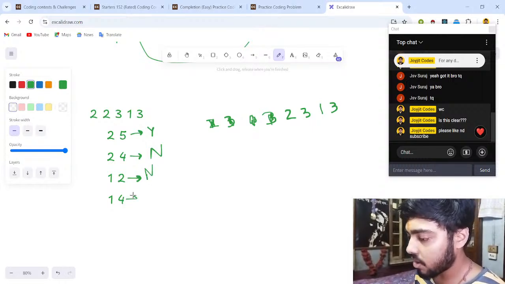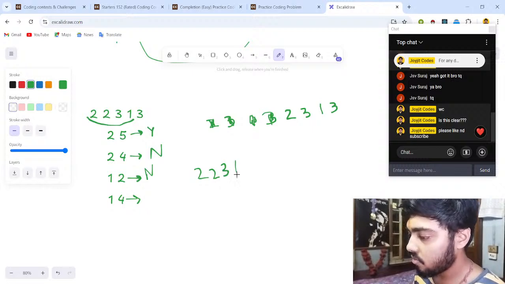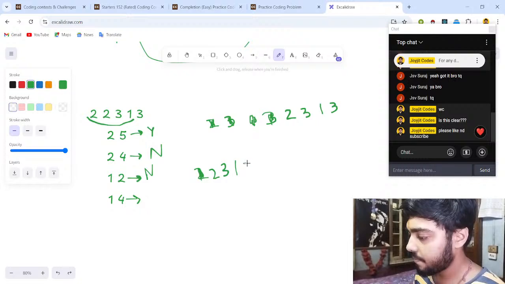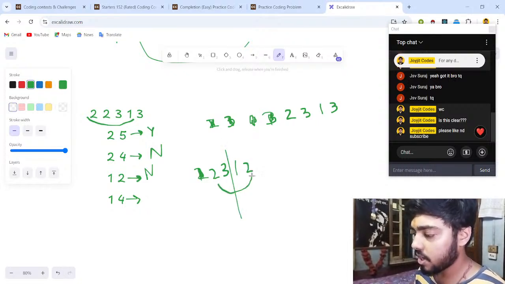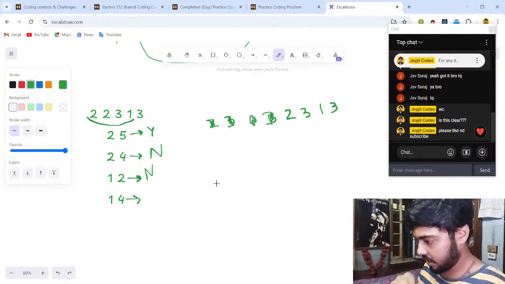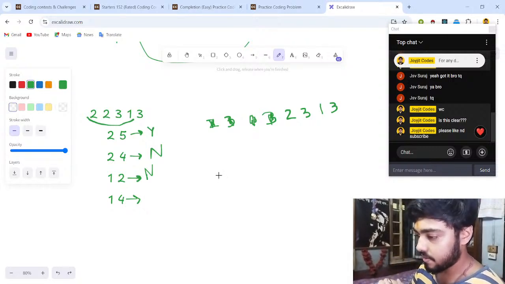But if you're going to check for 1 comma 4, that is this 2 2 3 1. Now you may say that this is an anti-palindrome, but if we remove this 2 and put it over here, then it's a palindrome, right? Then it's not an anti-palindrome, because this and this are the same, right? But this is not so, because we were given the freedom to rearrange it, right?